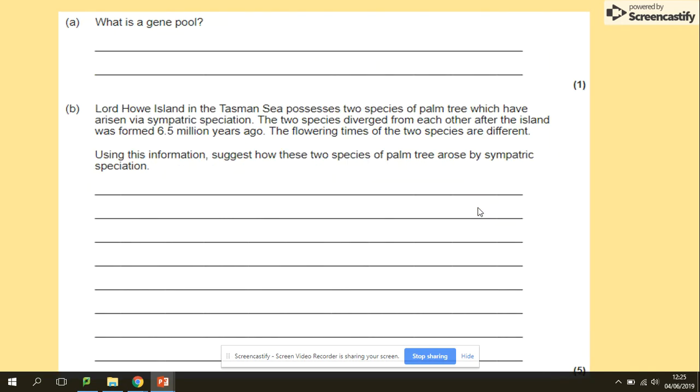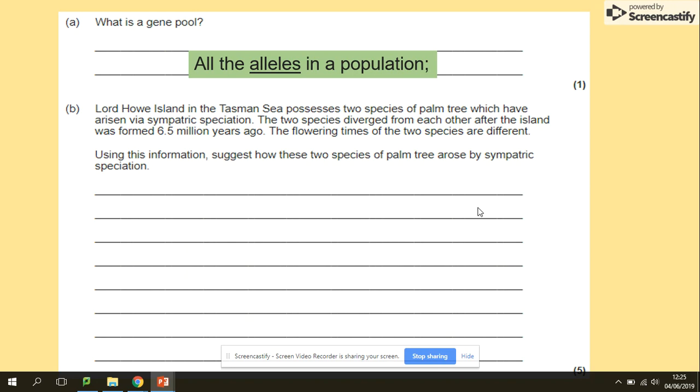So, what is a gene pool? Another definition that you need to know: all of the alleles in the population. And using the information provided here, you need to suggest how two species of palm tree arose by sympatric speciation.